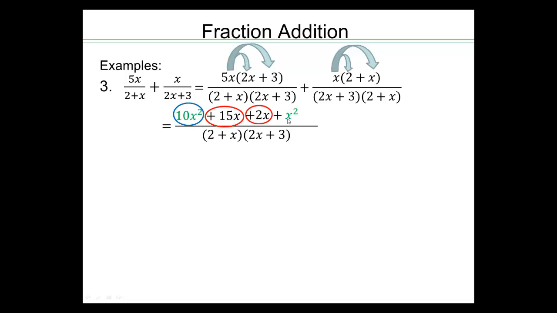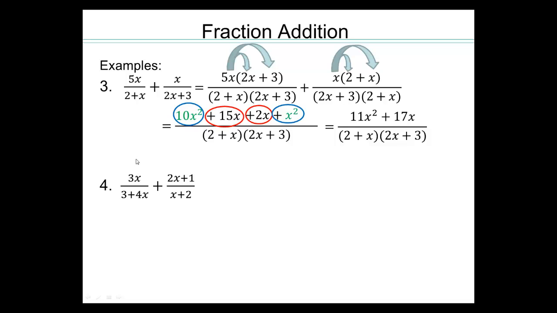And then 10x squared plus x squared are like terms. So 10x squared plus 1x squared. Remember, when there's no number written, there's an imaginary 1 there. So you end up with what? 11x squared plus 17x. 10x squared and x squared is the 11x squared. 15x and 2x is the 17x.